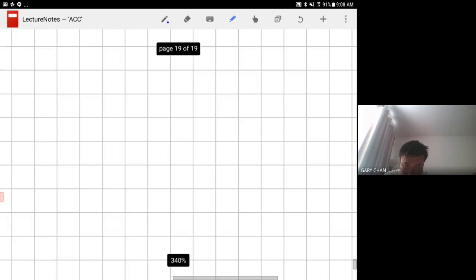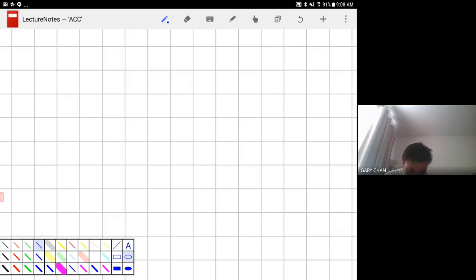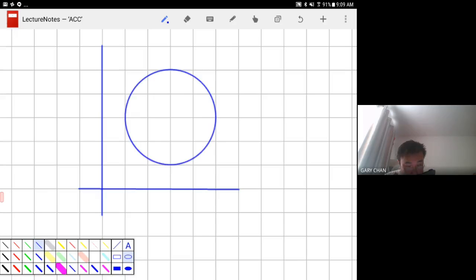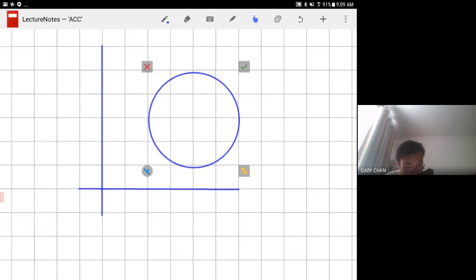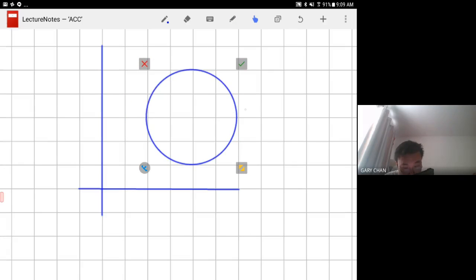What we're going to do is talk about a circle on a coordinate grid. If you have graph paper, this would be even better. But if you don't have graph paper, that is okay. And what I'm going to do is on this grid, I'm going to draw something like this. Actually, I'm going to move this over. Yeah, that will work.